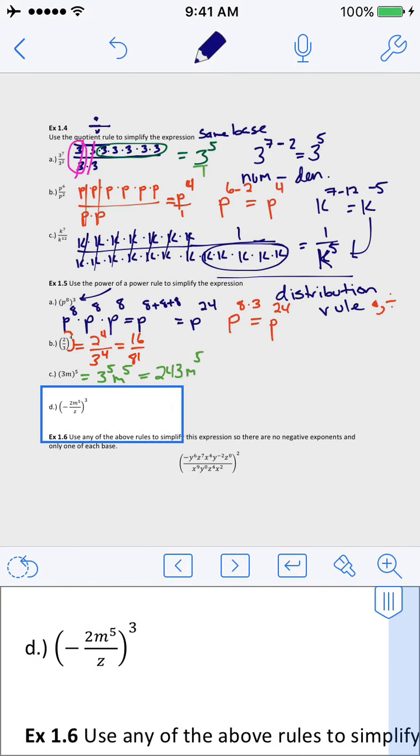Let's look at them both together now, the power of a power rule and the distribution rule, and see what happens when we simplify this little guy. I encourage you to pause the video now, use both the power of a power rule and the distribution rule to simplify this fraction.